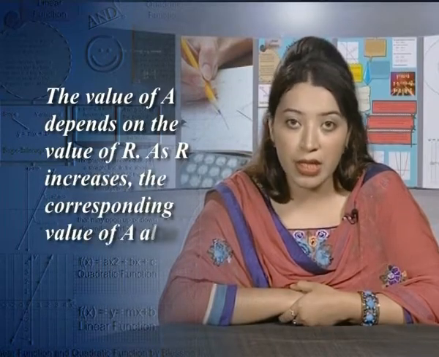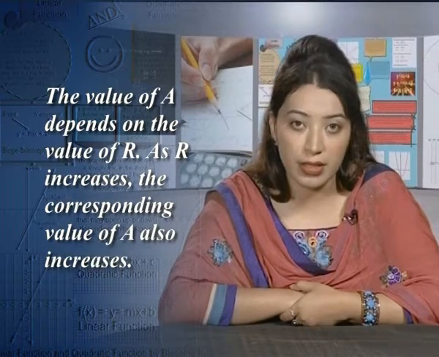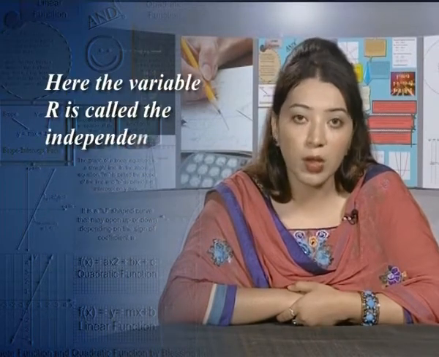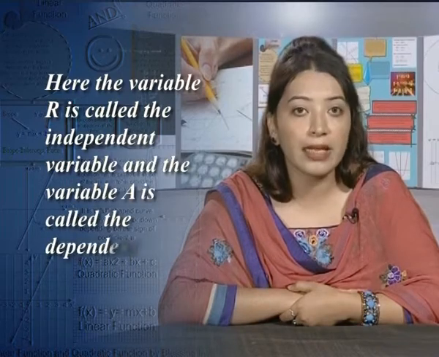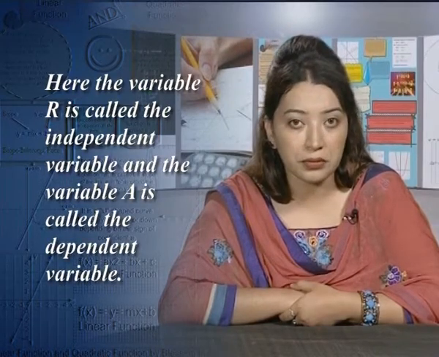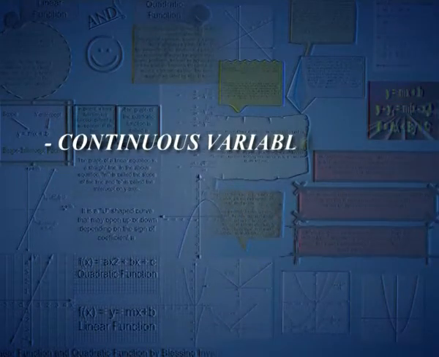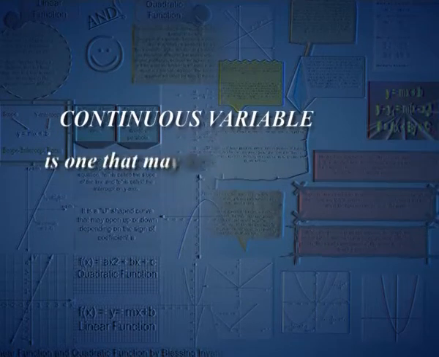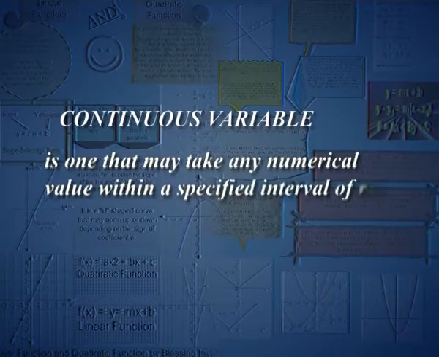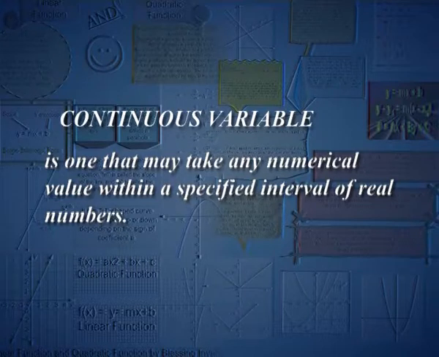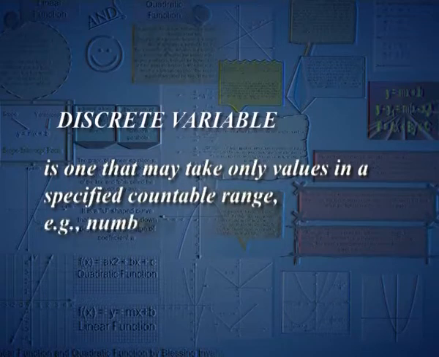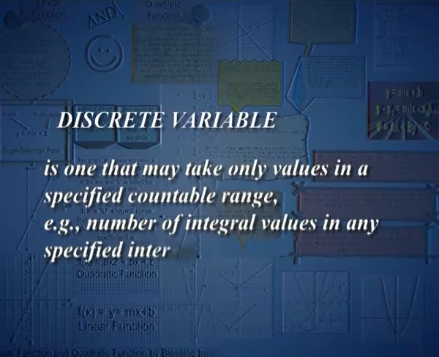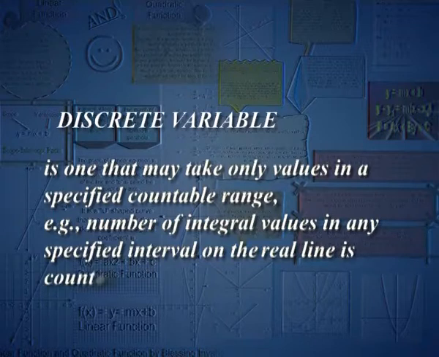As r increases, the corresponding value of A also increases. Here the variable r is called the independent variable, and variable A is called the dependent variable. A variable, on the other hand, can be either continuous or discrete. A continuous variable is one that may take any numerical value within a specified interval of real numbers, whereas a discrete variable is one that may take only values in a specified countable range. For example, the number of integral values in any specified interval on the real line is countable.